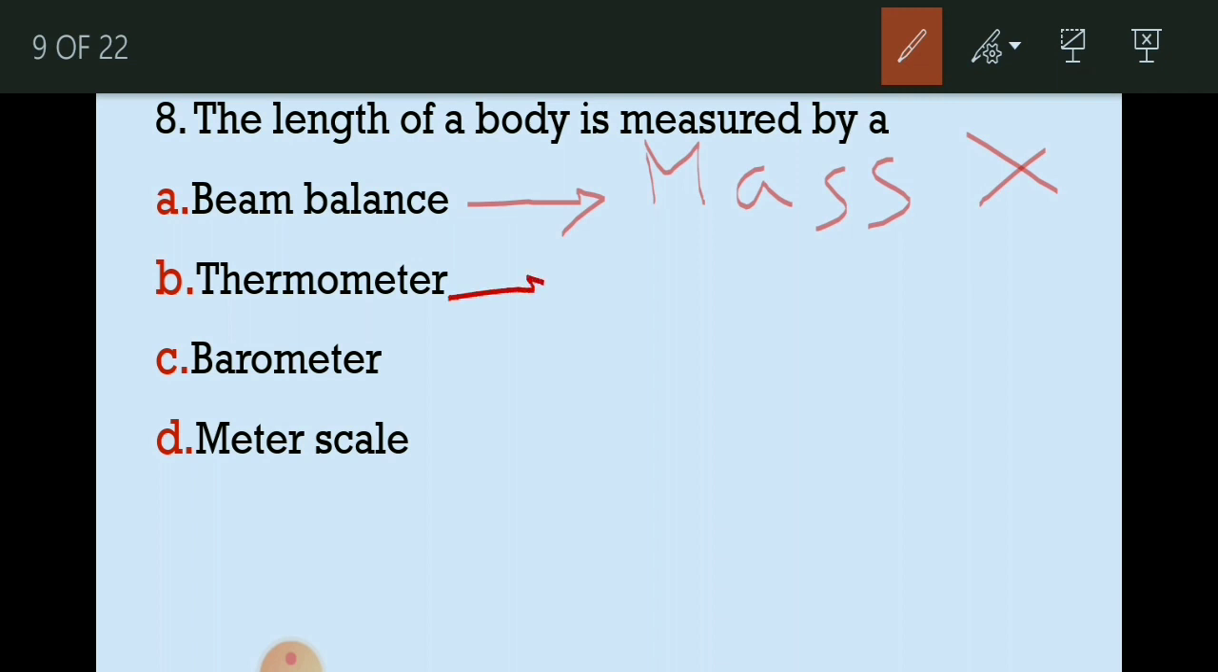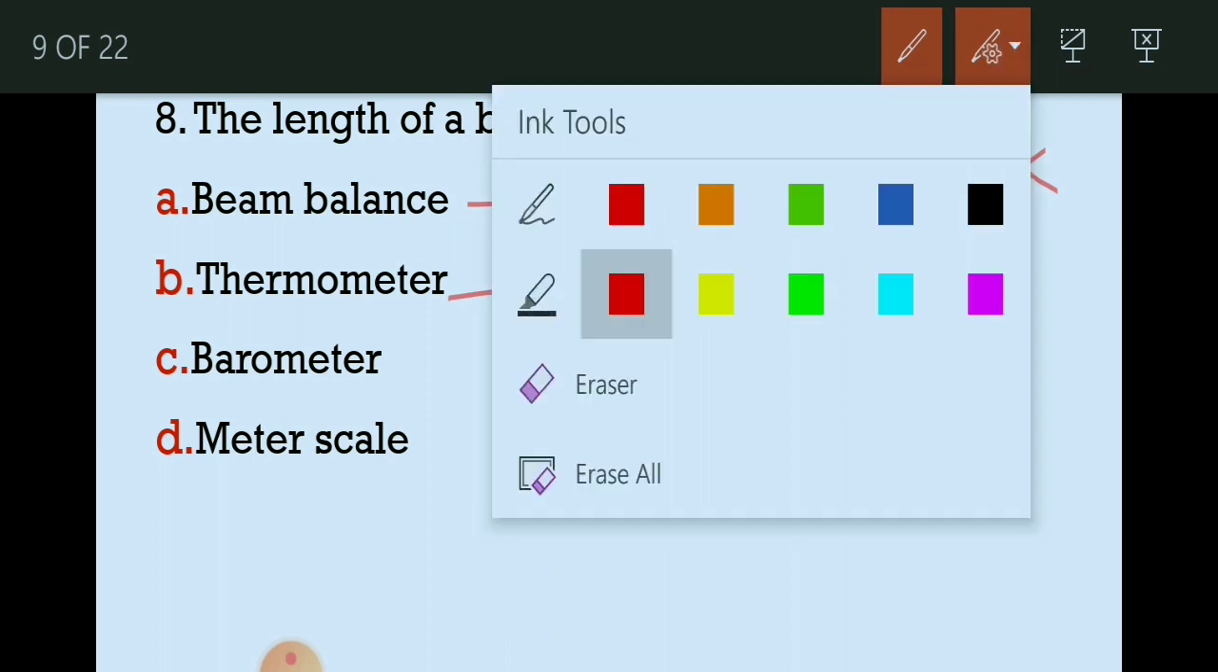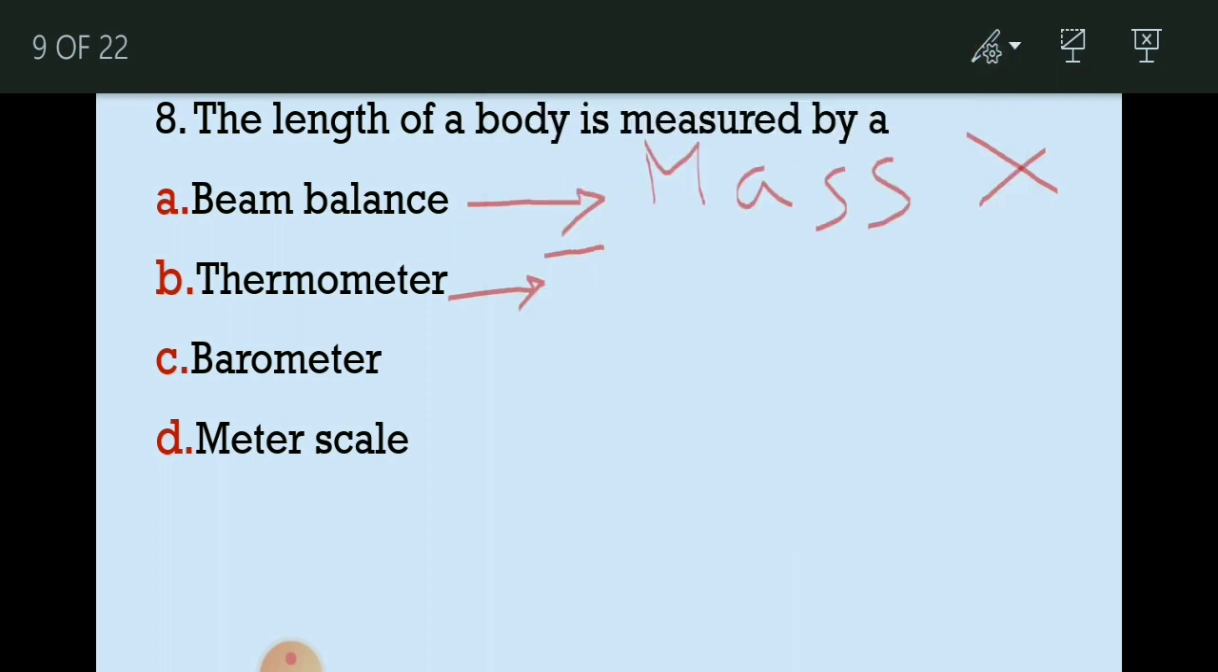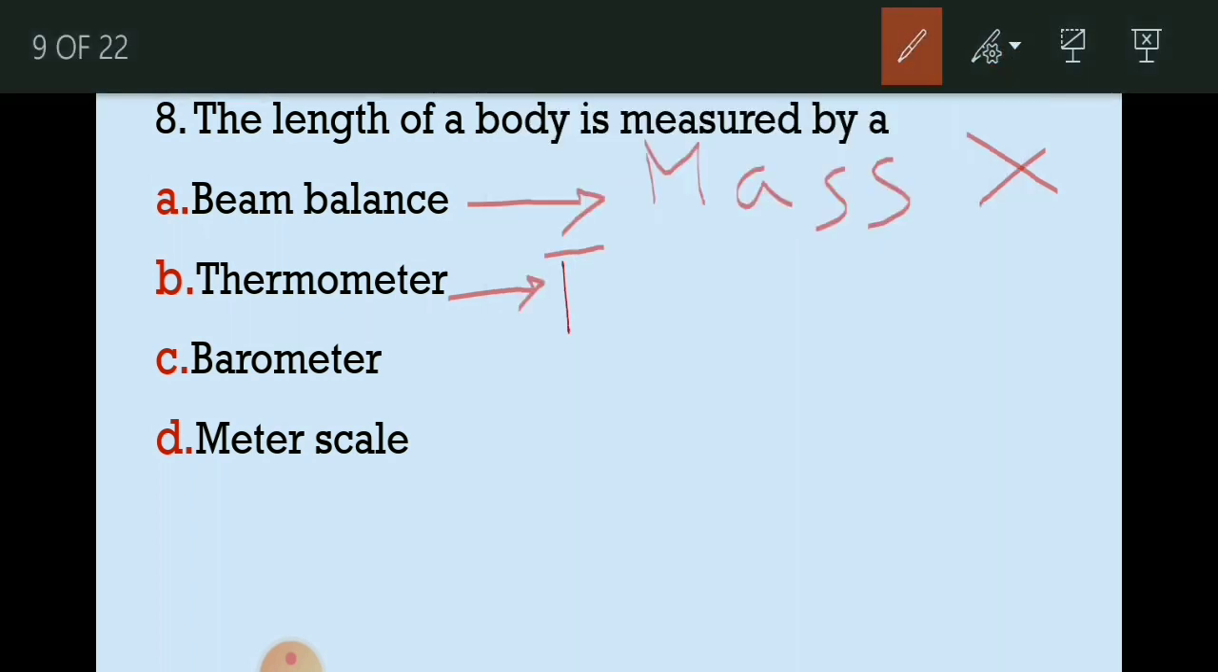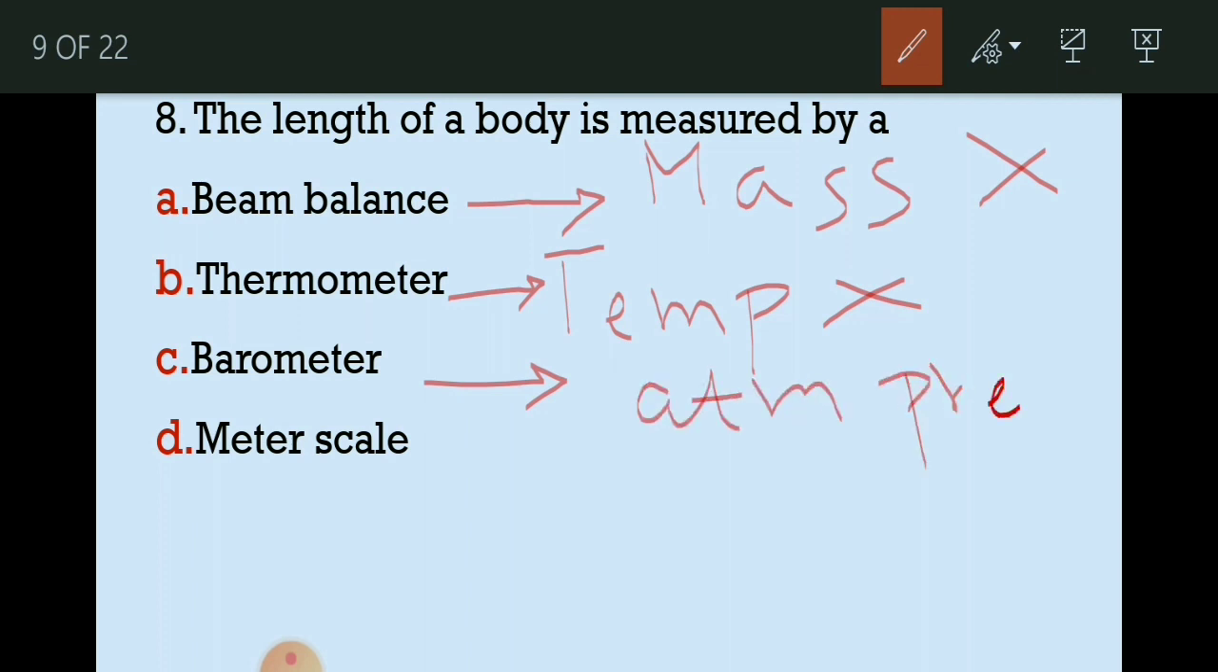Now next is thermometer. Now with the help of thermometer, what we can do? We can do what? We can measure the temperature of the body. Okay, so let me write that one. So we can easily measure the temperature with the help of thermometer. So this one will not be the correct one. Now barometer, with the help of barometer we can calculate the atmospheric pressure. Okay, we can calculate the atmospheric pressure with the help of barometer. So this one will not be the correct answer.